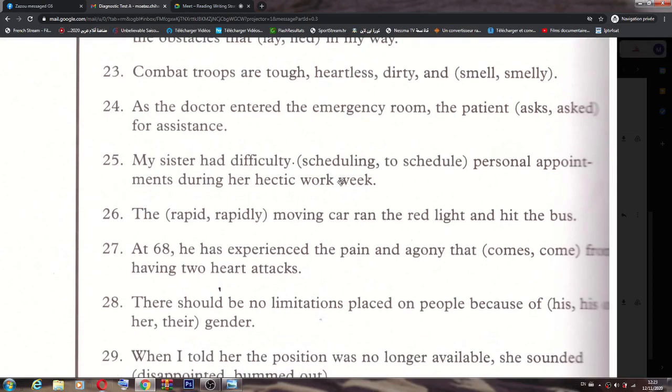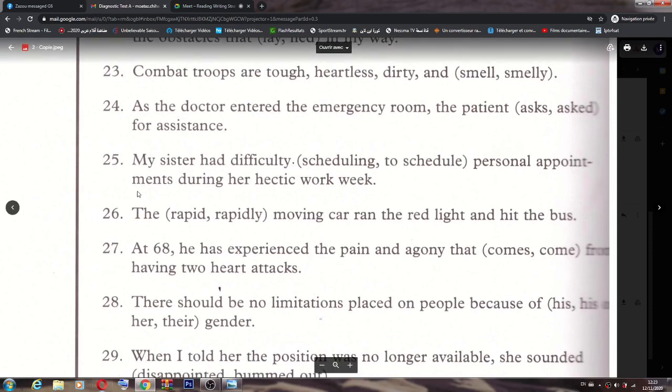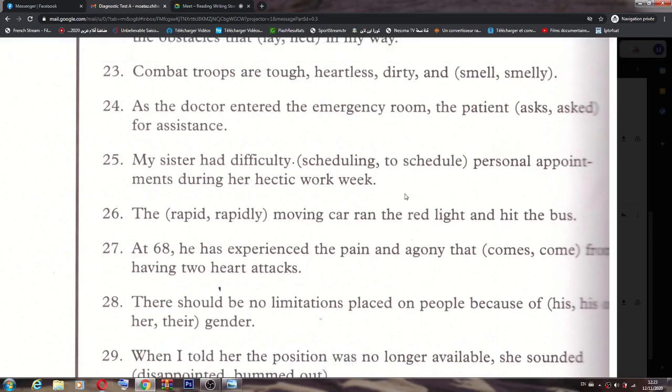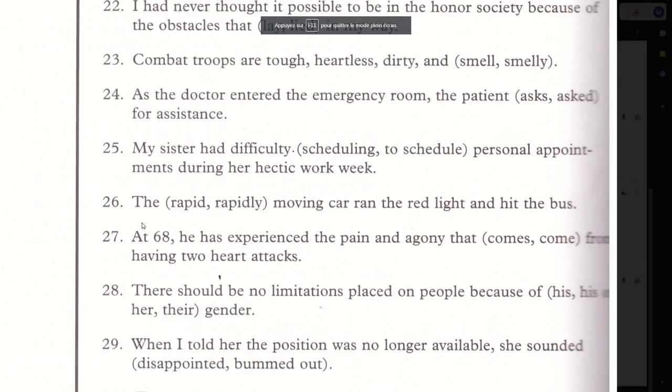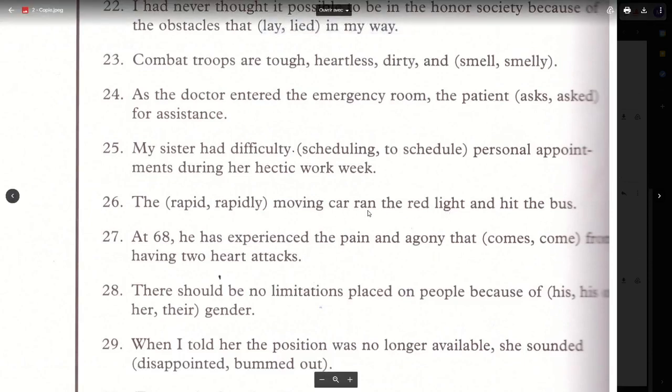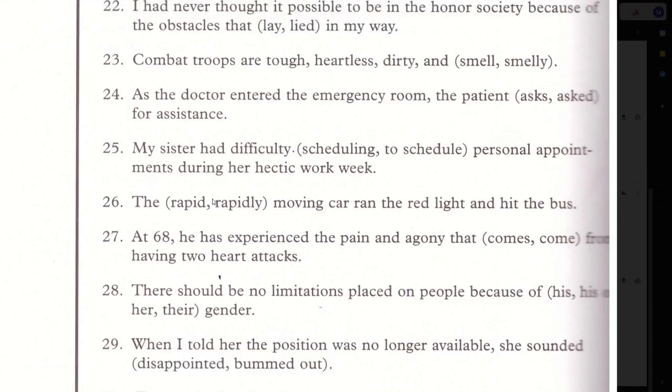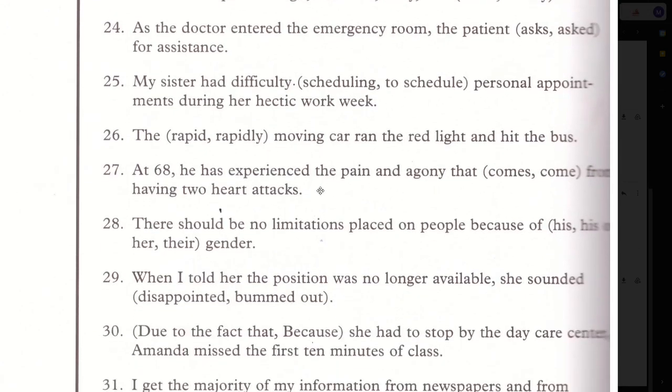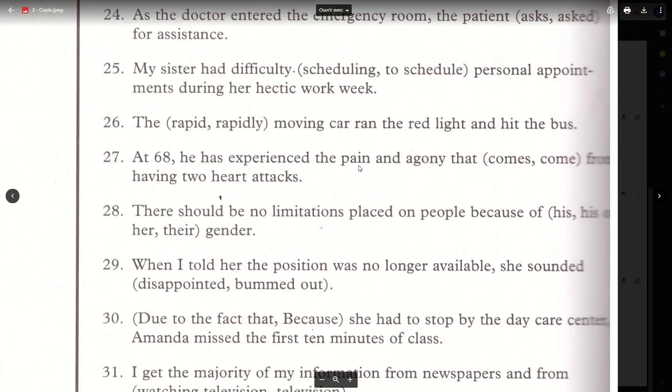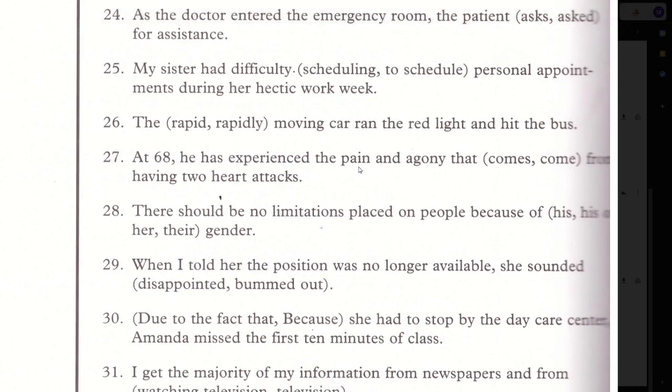Good. My sister had difficulty scheduling personal appointments during her hectic work week. Very good. What's a hectic work week? Exhausting. It's tiring, exhausting, or it's like when you have a lot of work? Yes. Next. Very good. Next. At 68, he has experienced the pain that comes from having 2 heart attacks.